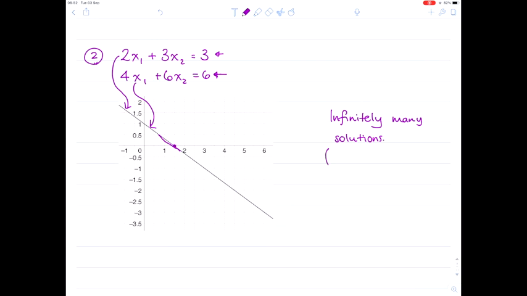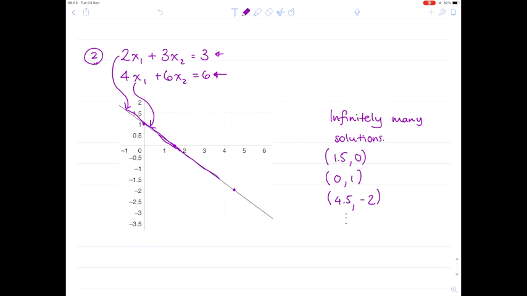So for example, let's have a look. This point over here, which is the point (1, 0.5), is a solution. We could have a look at this point over here. That's the point (0, 1), which is a solution. We could have this point down here. That's another solution. That's going to be (4, -2). And any point that you pick on this line is going to be a solution.